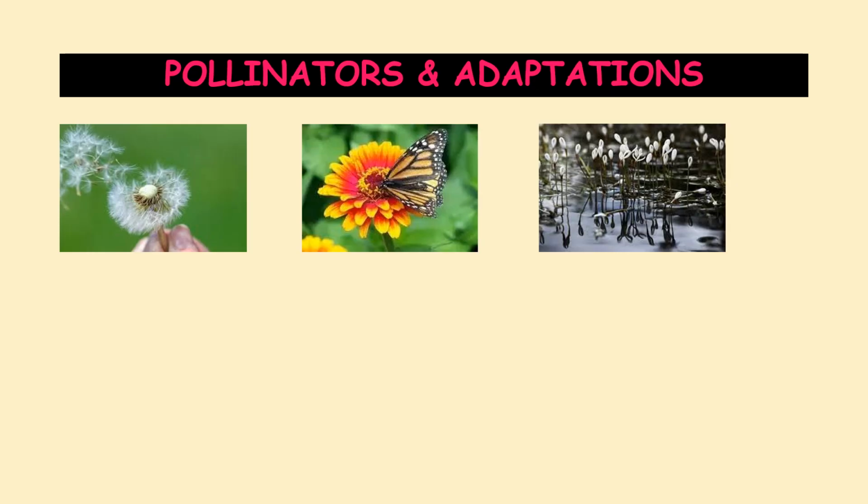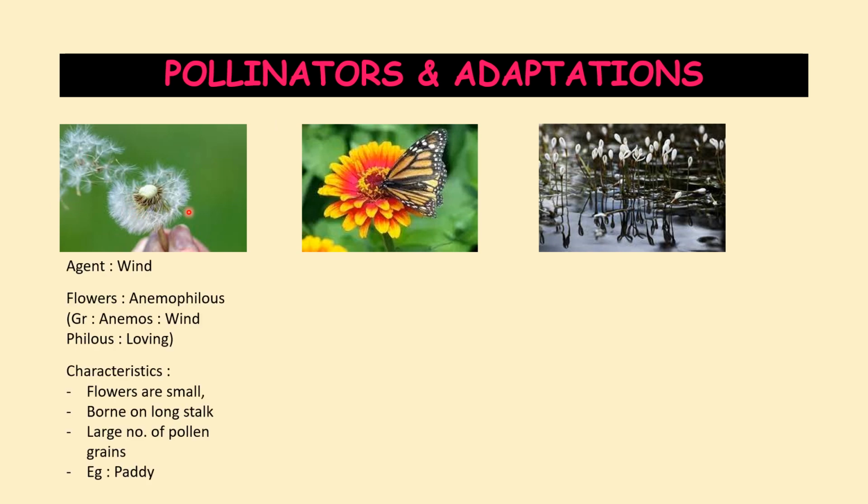Now since flowers cannot move on their own, they need the help of certain agents which will help the pollination to happen. So these agents are known as pollinators, and for attracting these pollinators, the flowers undergo certain adaptations in their structure.